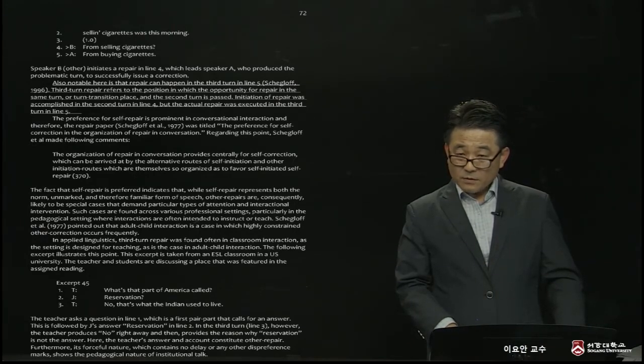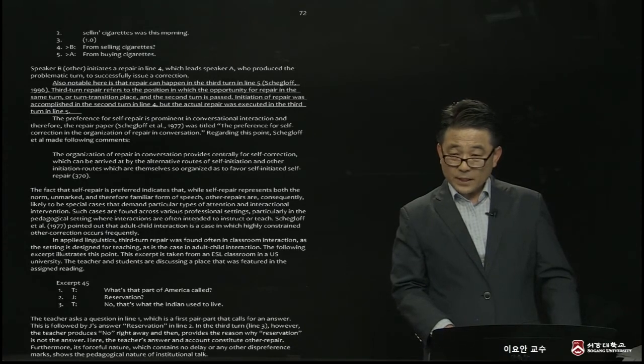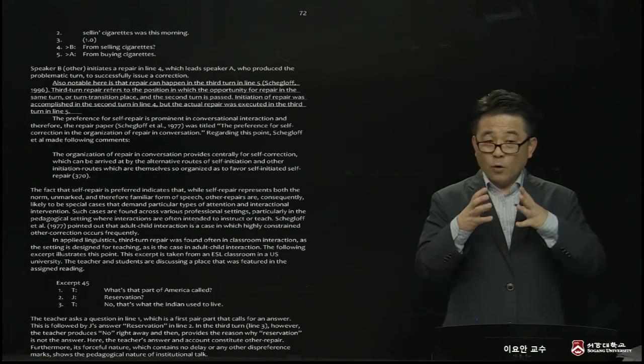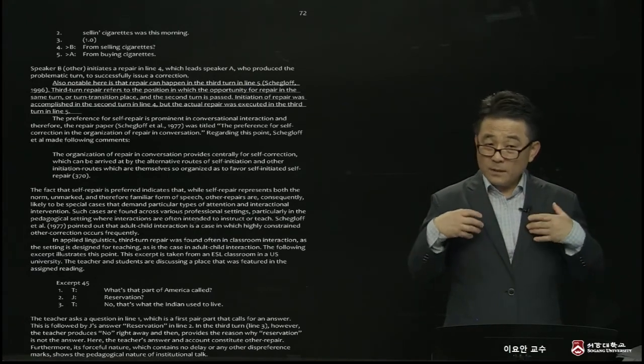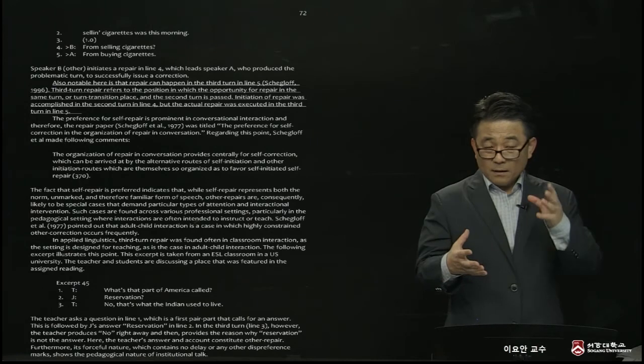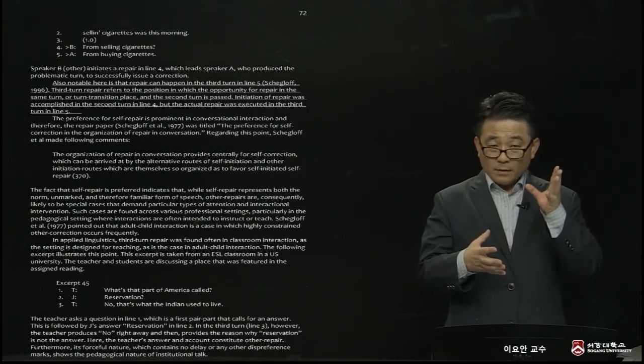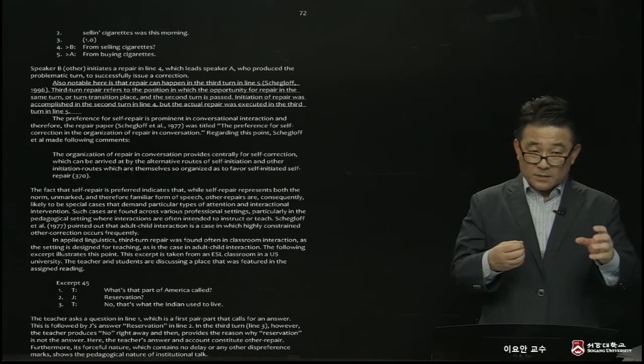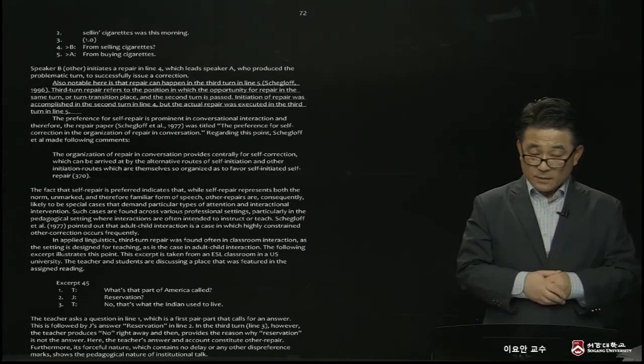Such cases are found across various professional settings, particularly in the pedagogical setting where interactions are often intended to instruct or teach. Schegloff pointed out that adult-child interaction is a case in which highly constrained other-correction occurs frequently. So self-repairs are known. We are much more familiar with self-repair. But occasionally other-corrections happen. And one prime example is a teaching situation.